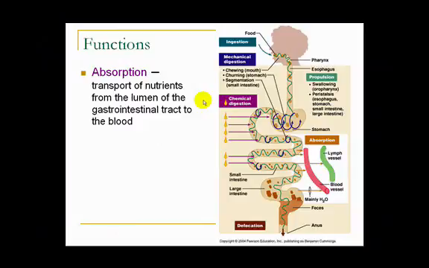So once the digestion happens and you break it down into those monomers, now your body has to absorb it from the lumen of the intestines and get it into the blood or lymph system so it can travel to the cells that are going to use it. So absorption is the transport of the nutrients from the lumen into the blood. Fats are also carried in the lymph vessels, so some gets absorbed into the lymph.